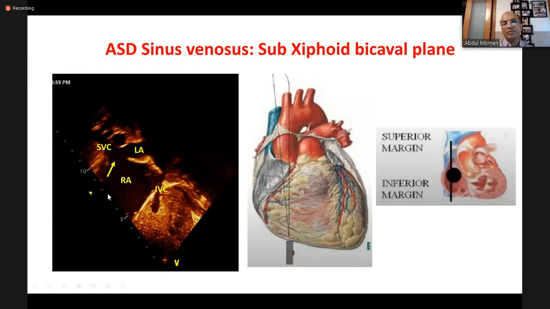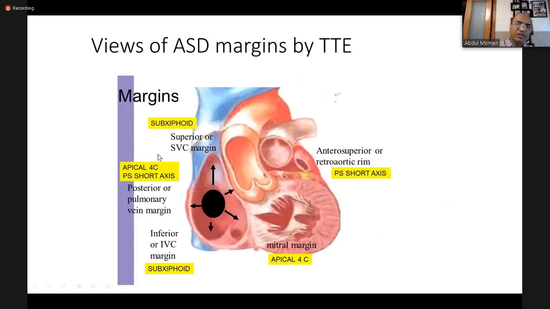The views of ASD margins in transthoracic echo: we have already mentioned the parasternal short axis view, the retroaortic rim and the pulmonary rim. We have already discussed this. So these are the views of assessment. In transesophageal echo, we go through the esophagus and view the atria and heart from behind.